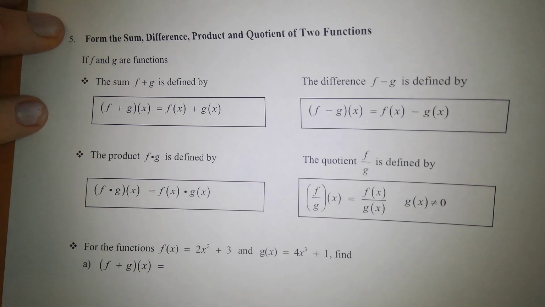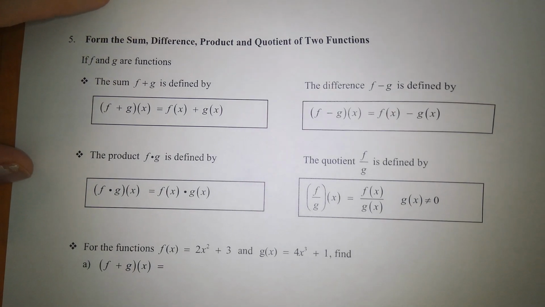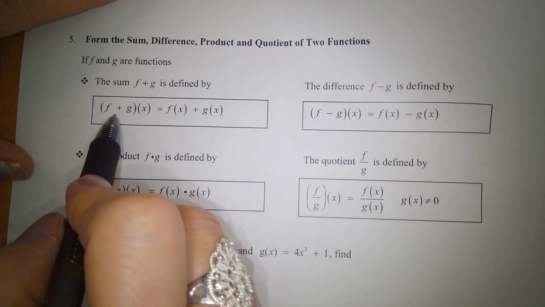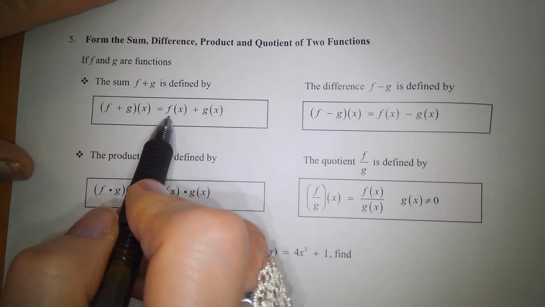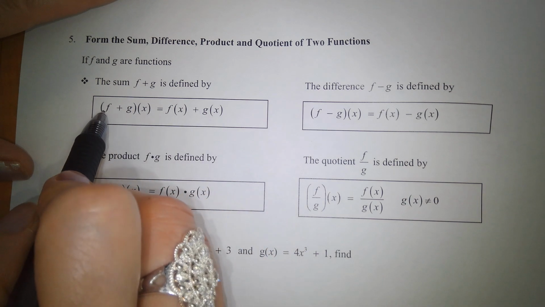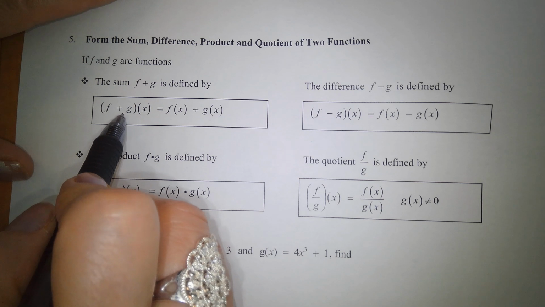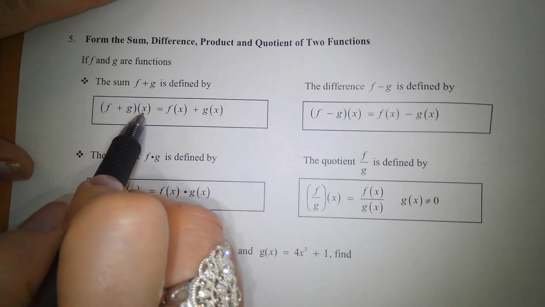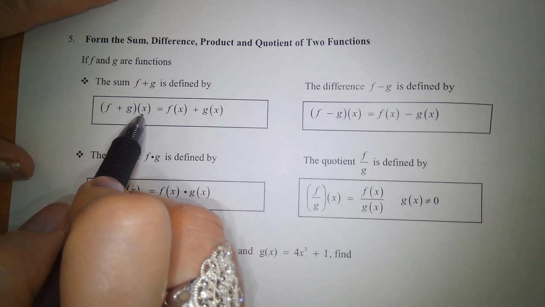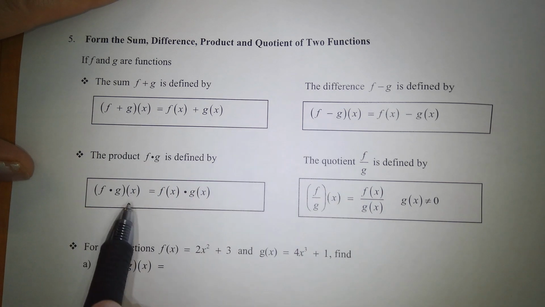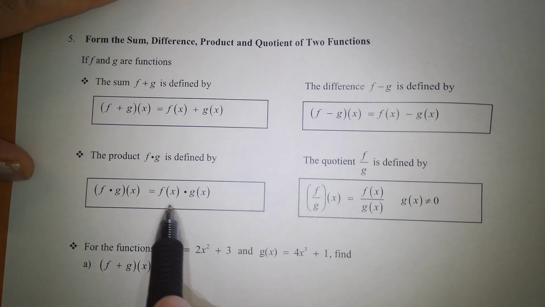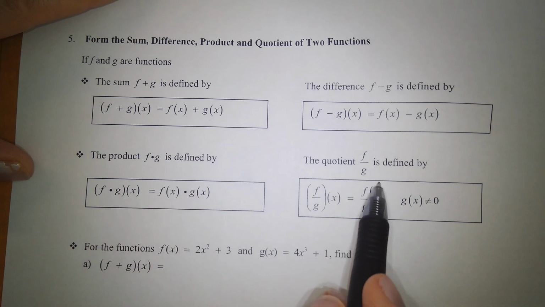And finally at the bottom, we're trying to form the sum, difference, product, or quotient of these particular functions. So if I wanted to add two functions together, I could do it separately, but I could write it as f plus g of x. You're adding these two functions together, both of them are being evaluated at x. The same would be true for subtraction, multiplication, and division. So we simply just multiply them together or divide them.